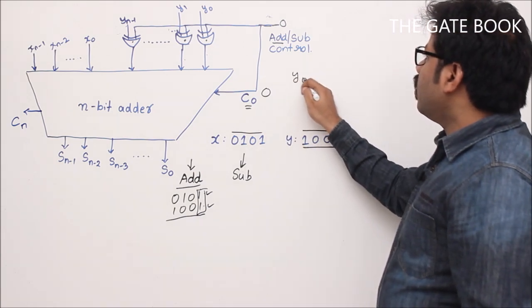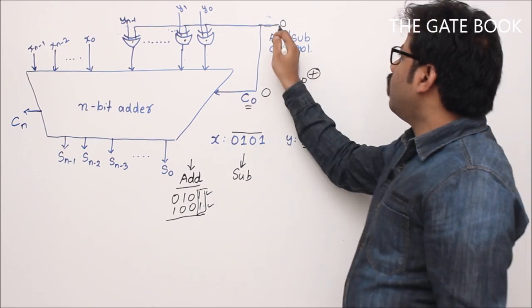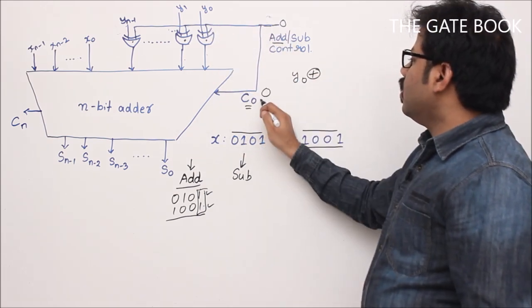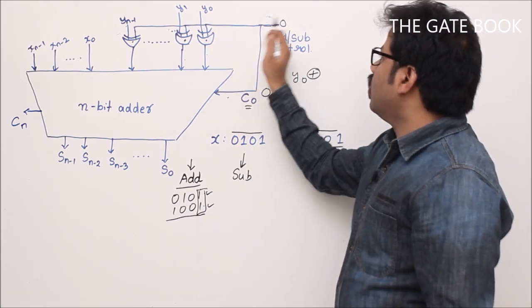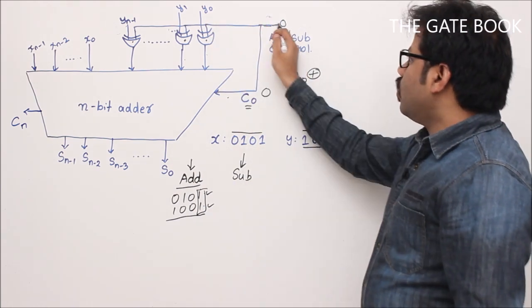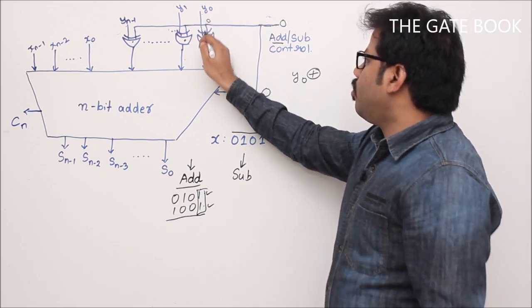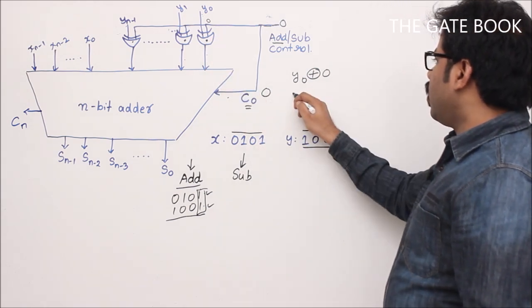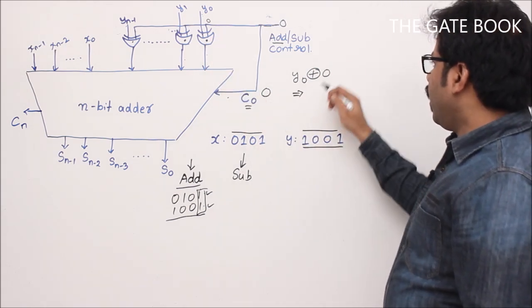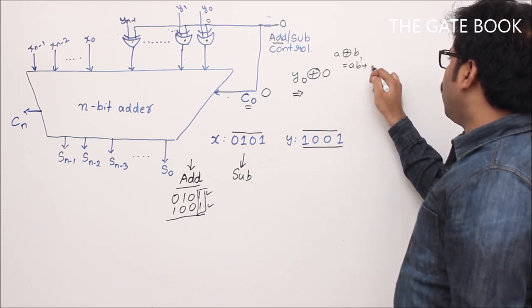So y naught is XORed with, so I'm sending 0 now, because C naught and this cable are the same. So when you send 0, then 0 will go like this, here 0 and y naught will propagate to this through the XOR gate. So y naught XOR 0, recall. The formula for A XOR B is what? AB bar plus A bar B.